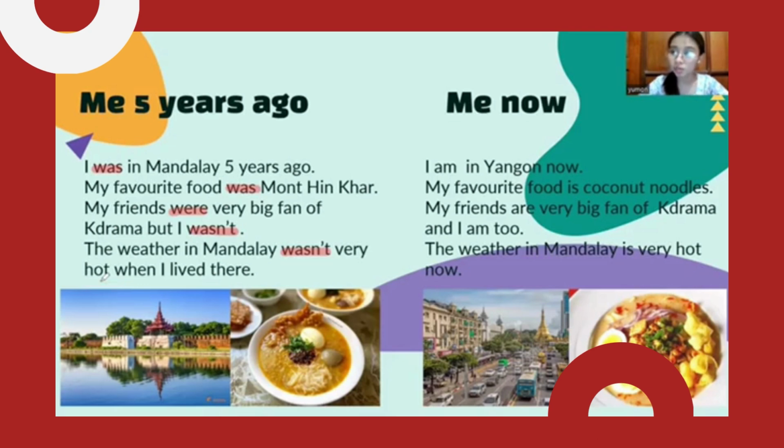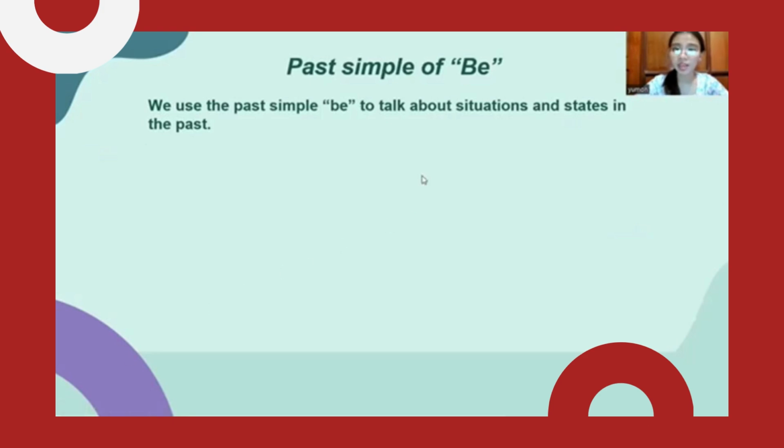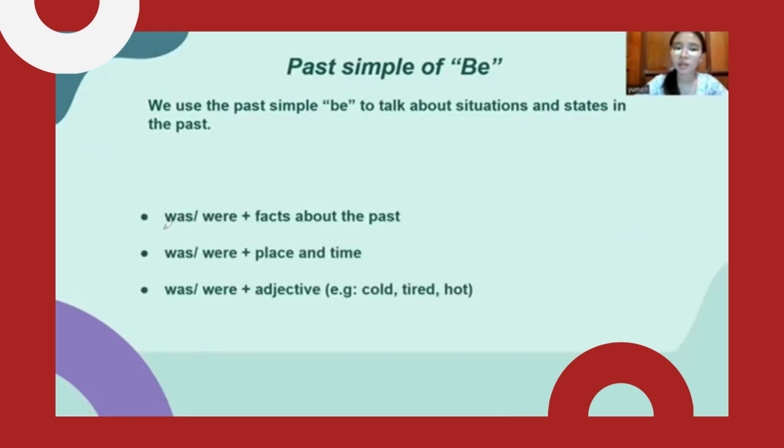So we can also use was and were, past simple be, to talk about the feelings and the weather, which are the adjectives. Alright? So this is just the general. Okay, so I'll be talking about the details later. Alright, now let's check out some notes about past simple be. Okay, so we use past simple be to talk about situations and states in the past.